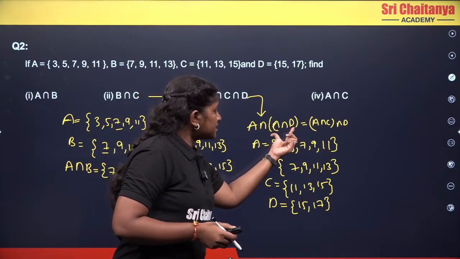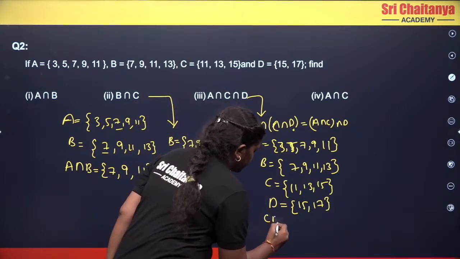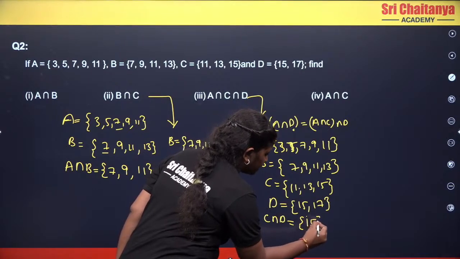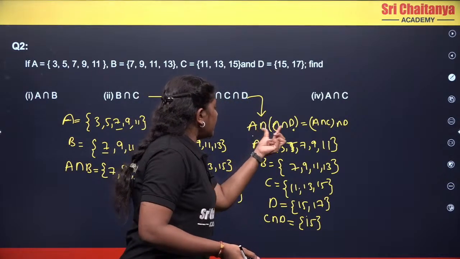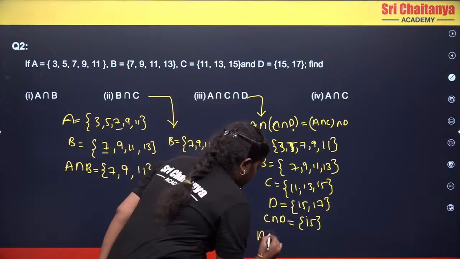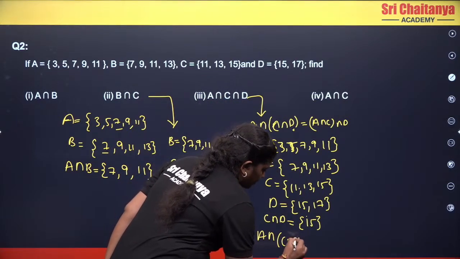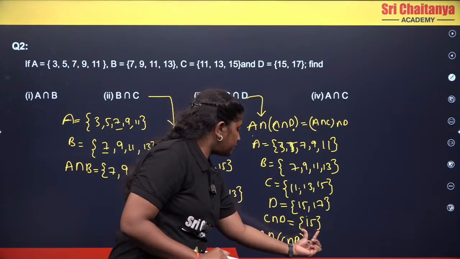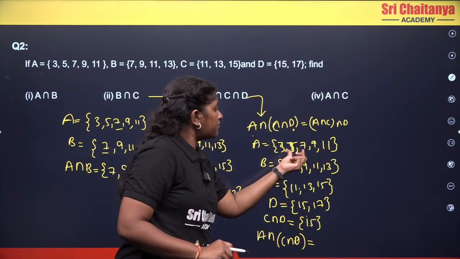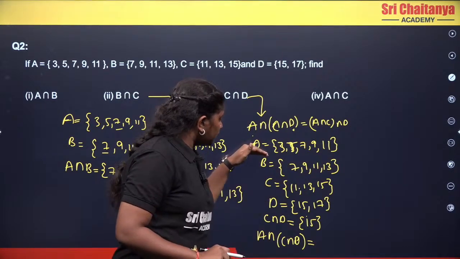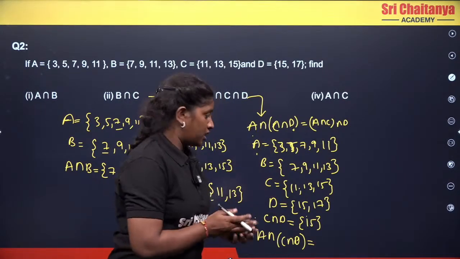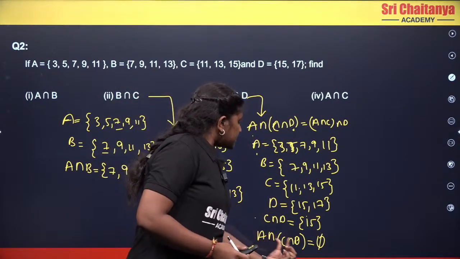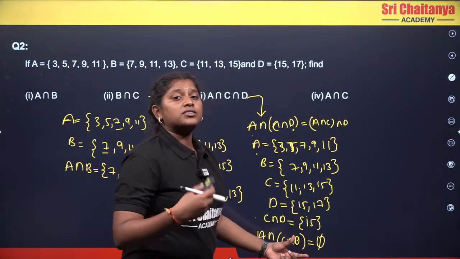So first of all we need to find C intersection D. So C intersection D will give you, what is the common element we are having? Only one element, that is the 15, okay? Then after we can take A intersection of C intersection D. So now if you take C intersection D, we are having only one element, which is the 15, and A we are having set of 3, 5, 7, 9, 11. And if you look at these two sets, we are not having any common element. So we can simply write phi. Okay. Now the A and the C intersection D will become your disjoint sets.